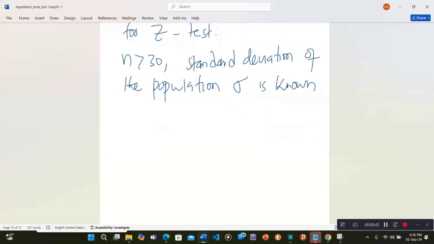And what will be that z? That z is going to be x bar minus nu, which is the mean of the population, divided by the standard deviation divided by square root of n. That's how we get the z. Then from that value of z, we go to the tables and read off that value. Then we go ahead and start making our comparisons.